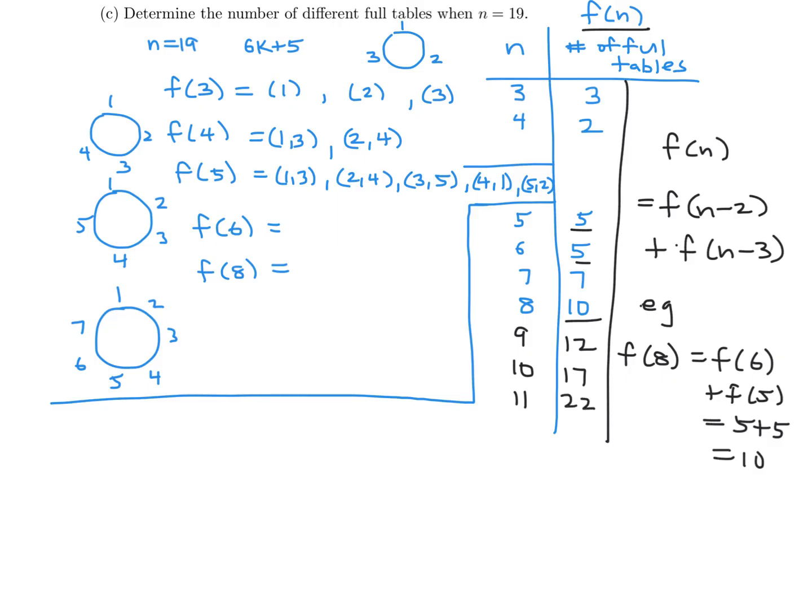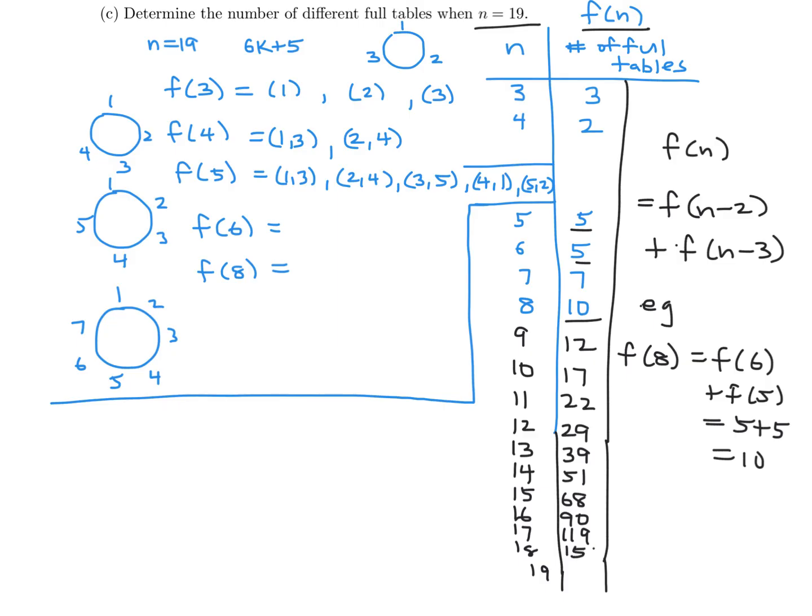And that's how you eventually extrapolate to, what do we want? 19. So 12, 13, 14, 15, 16, 17, 18, 19. And let me just fill in the numbers here. 29, 13 would be 39, 14 is 51, 68, 16 is 90, 17 is 119, 18 is 158, and then finally our 19 is 209. And 209 is the answer to this question.